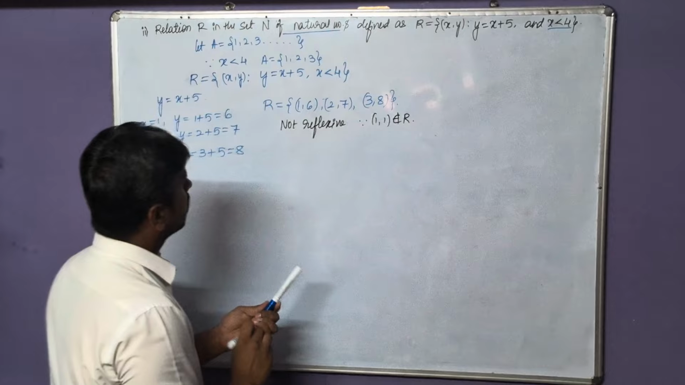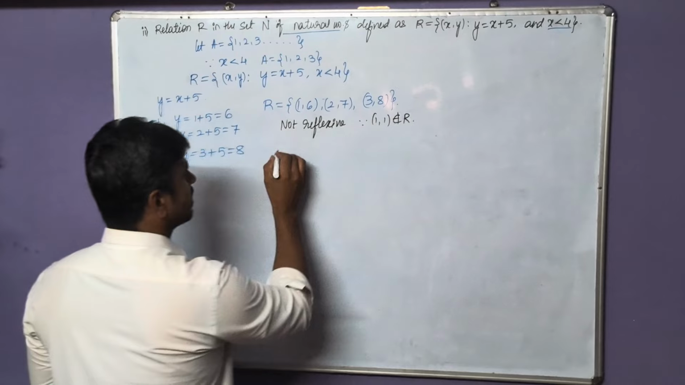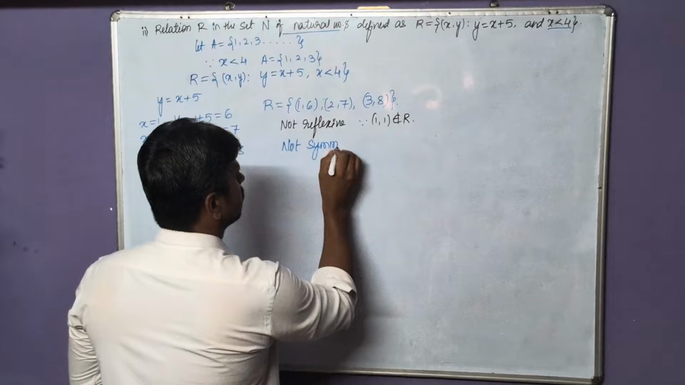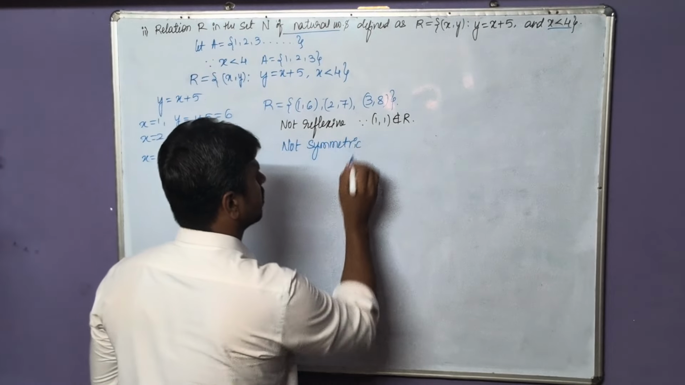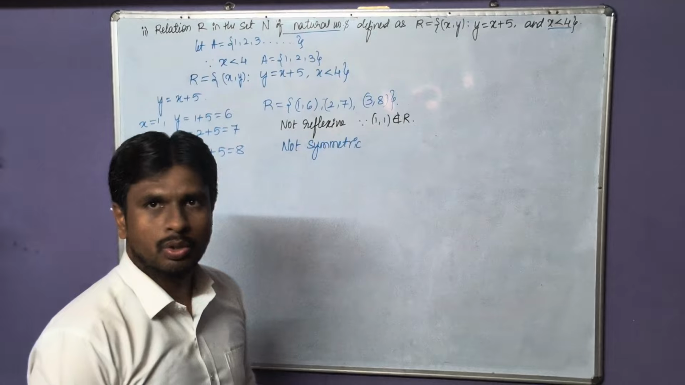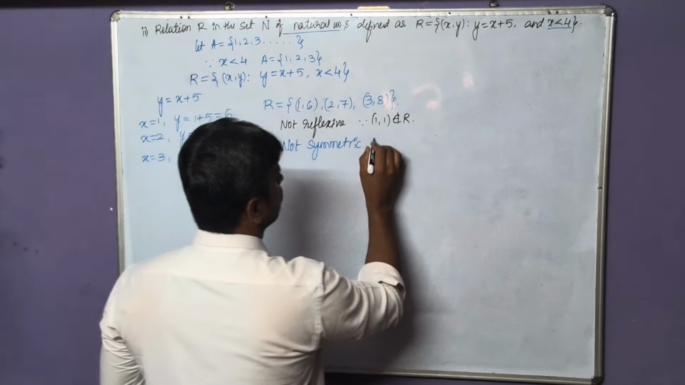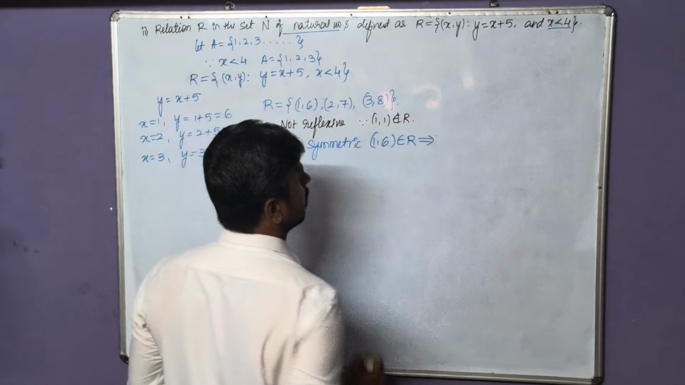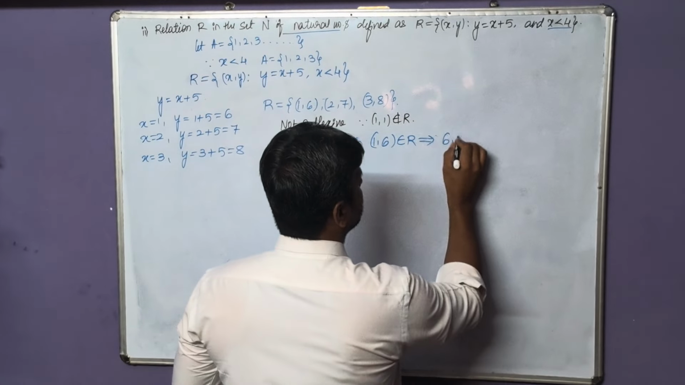Now, when we check for the symmetric condition, we can say that the given relation is not symmetric. What is the reason? Because we all know very well that for the given relation to be symmetric, if (a, b) belongs to R, then (b, a) should also belong to R. Here you can observe (1, 6) is a non-identical ordered pair which belongs to R, but we don't have (6, 1).